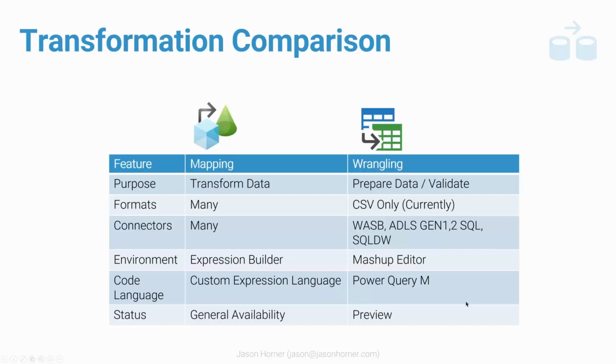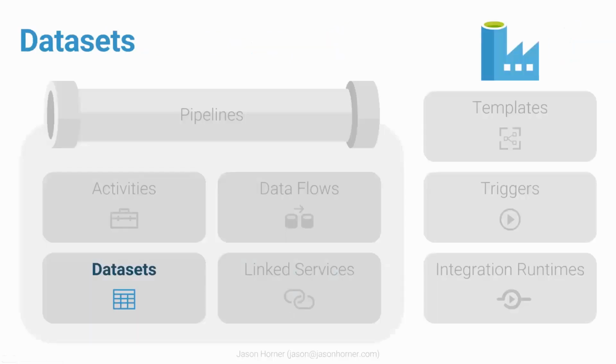And in Power Query M, in Wrangling data flows, you're going to have Power Query M as your primary language. And again, just remember, Wrangling data flows are in preview mode, whereas mapping data flows are generally available. And I believe they might even be available in GovCloud now as well, too. So a lot of options there.